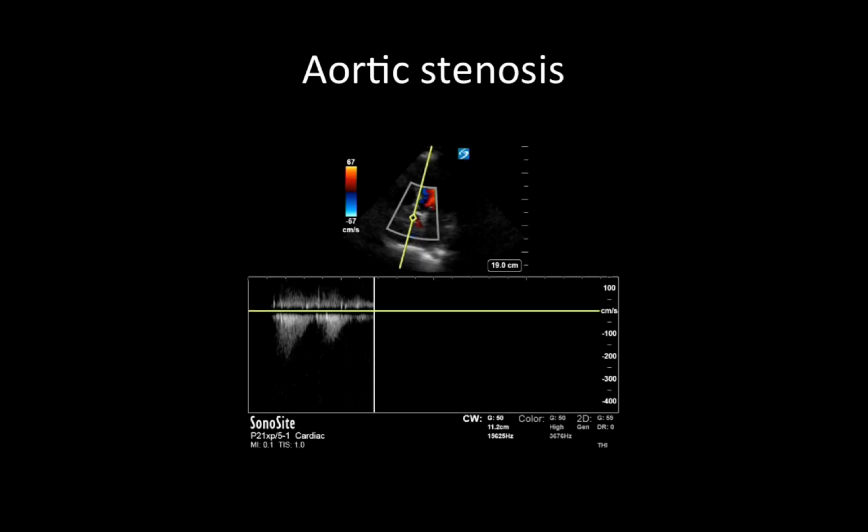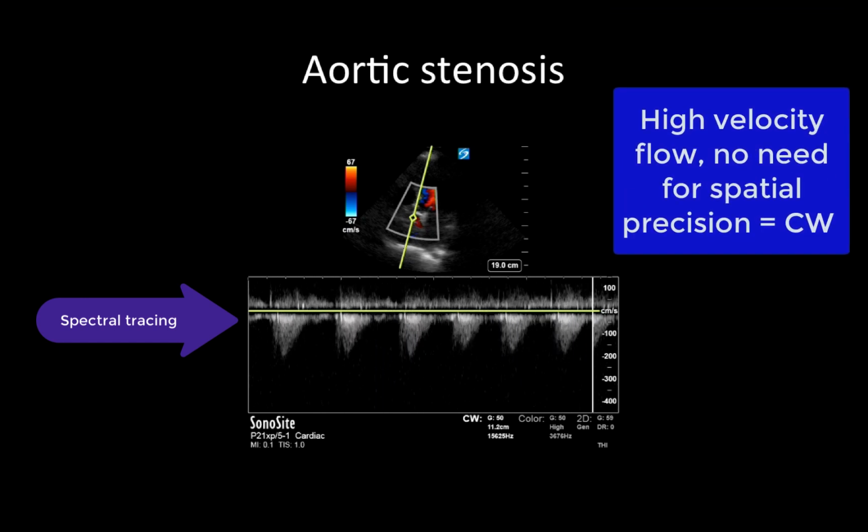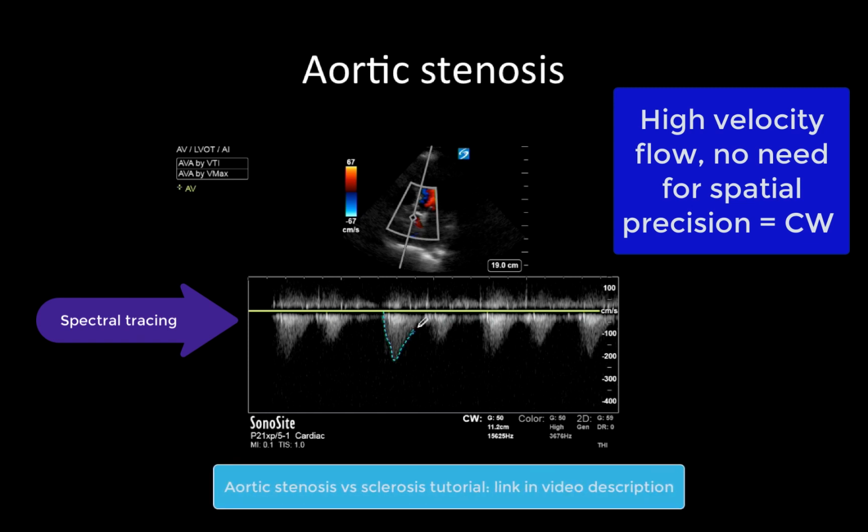And again, the spatial ambiguity of continuous wave Doppler isn't a problem here because there's nothing else along this line of interrogation that would generate velocities anywhere near as fast as those leaving the aortic valve. And if you want more on how to use Doppler to distinguish aortic stenosis from aortic sclerosis, see the short screencast that's linked in the video description that's posted on the Western Sono page.